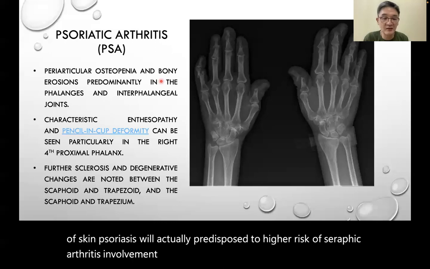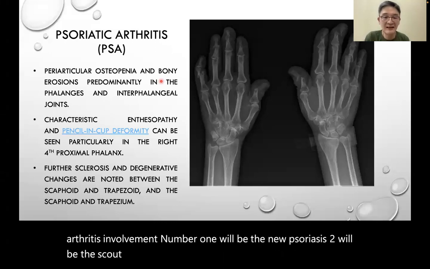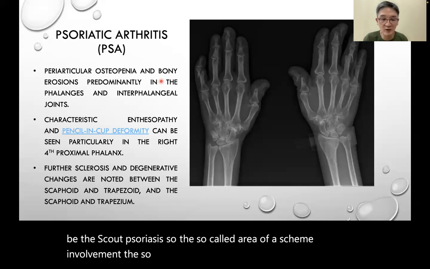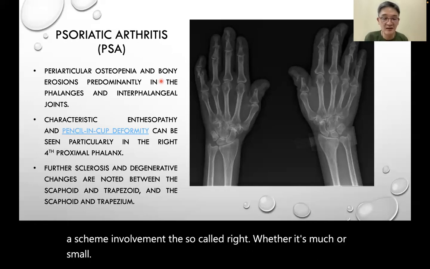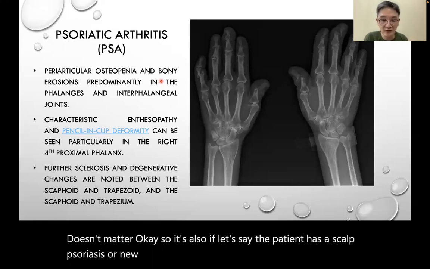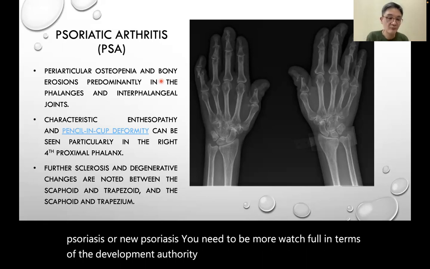Number one will be nail psoriasis. Number two will be scalp psoriasis. Whether the area of skin involvement is large or small doesn't matter. So if the patient has scalp psoriasis or nail psoriasis, you need to be more watchful for the development of psoriatic arthritis in the future.